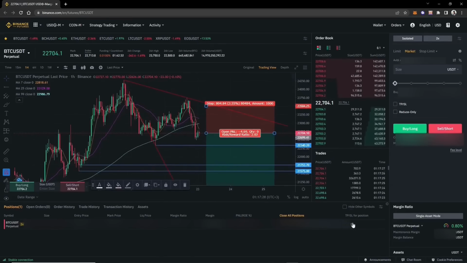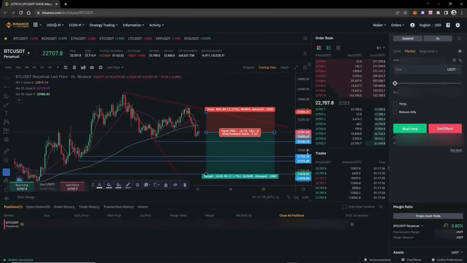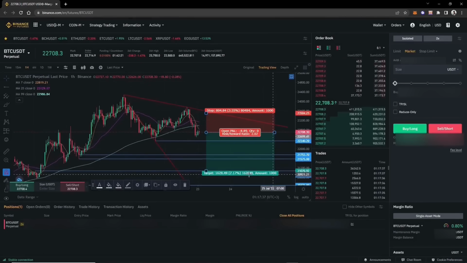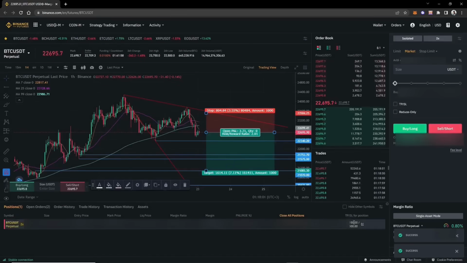Click on the little icon here, and in this page, you can easily set your take profit and stop loss levels. I set my levels before I opened this position with you a minute ago, so let's write them here now. My TP level is 21,100 and my stop loss is 23,500. You can see your estimated P&Ls just under the TP and SL sections. Click on confirm and this section is done.